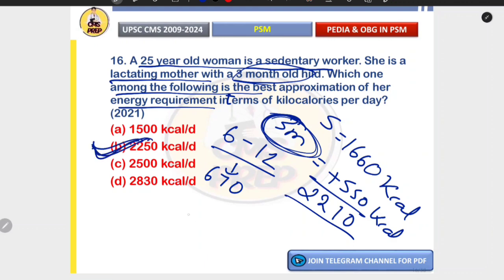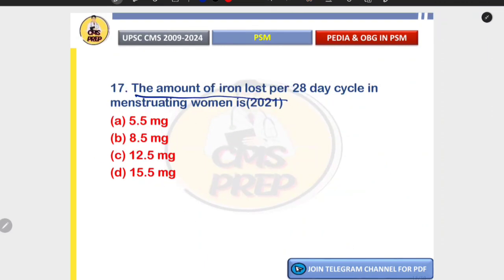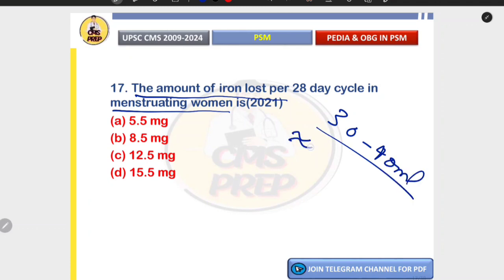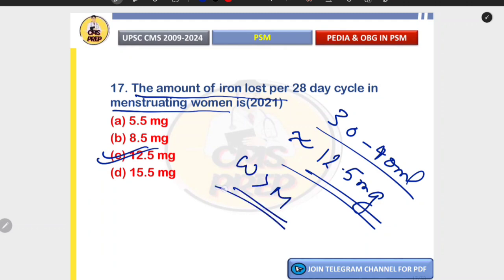This option is correct. The amount of iron lost per 28-day cycle in a menstruating woman is... So it is a fact-based question. Approximately 30 to 40 ml blood is lost during each menstrual cycle, which corresponds to approximately 12.5 milligrams of iron. Okay, this is the correct answer. Why does it matter? Because dietary iron requirement in women is greater than men due to this loss.